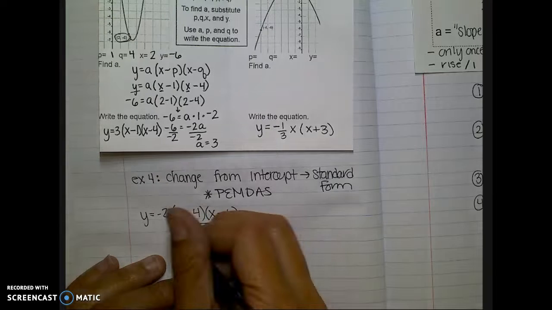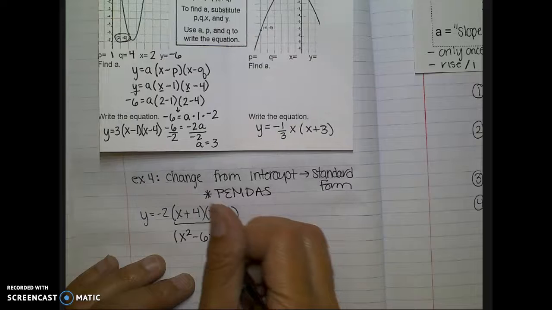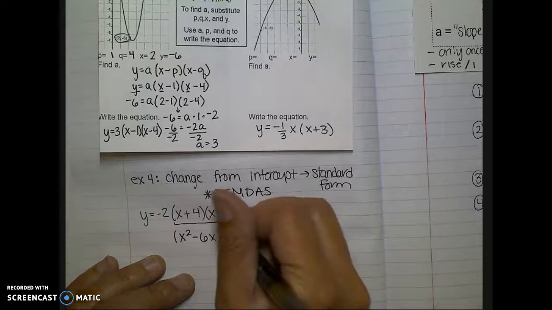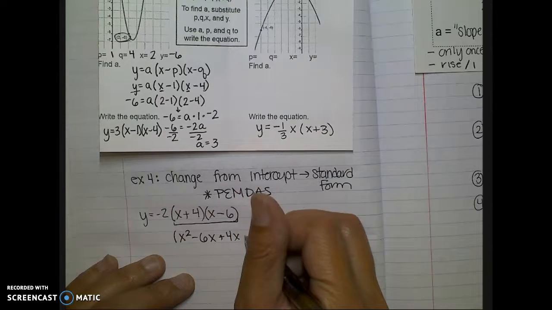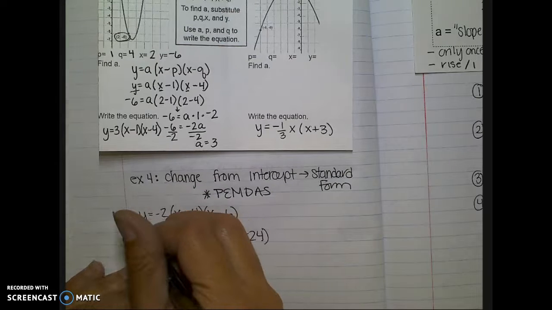So if I do first times first, I'm going to get x squared. If I do outer, I'm going to get negative 6x. If I do inner, I get positive 4x. And if I do last, I get negative 24. Now all of that is still being multiplied by the negative 2 out front.